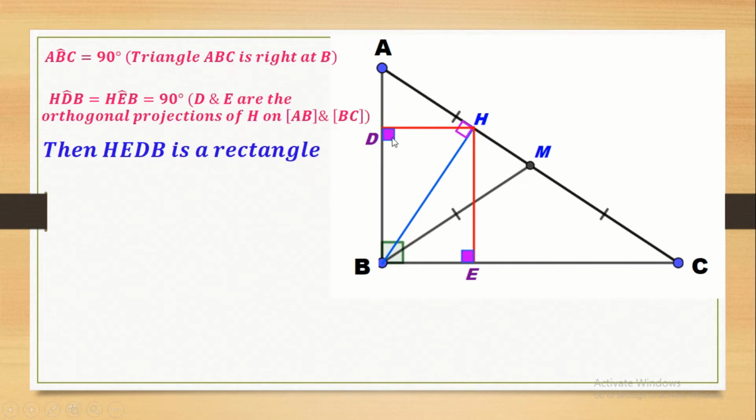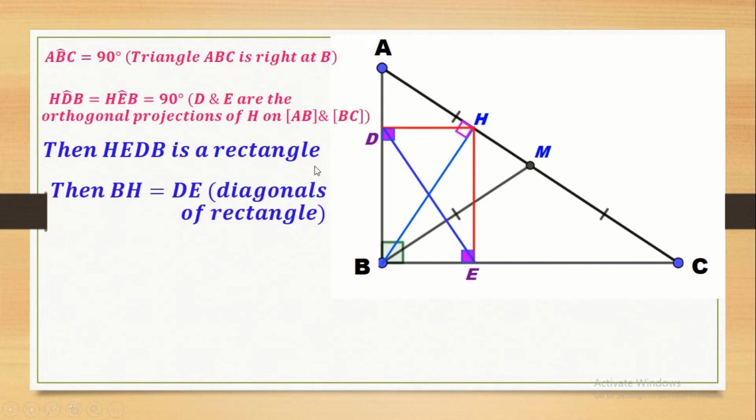Well, we are having right now how many right angles? 1, 2, 3. Then we can say that we have a rectangle, so HEBD is a rectangle. Now we can directly say that DE is equal to HB. They are diagonals of this rectangle, since the diagonals of a rectangle are equal.